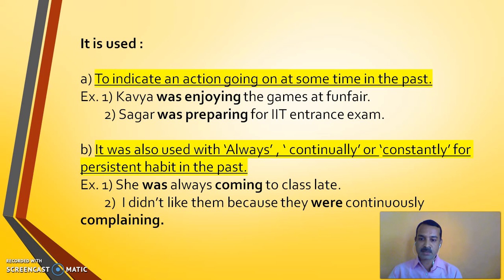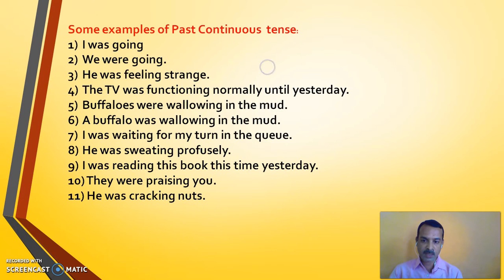In the second example, I didn't like them because they were continuously complaining. In this example, we can see that the subject of this sentence is they, and so we have taken here the were and complaining. This is the verb form in this example. So we use the form of the verb as per the subject of that particular sentence.